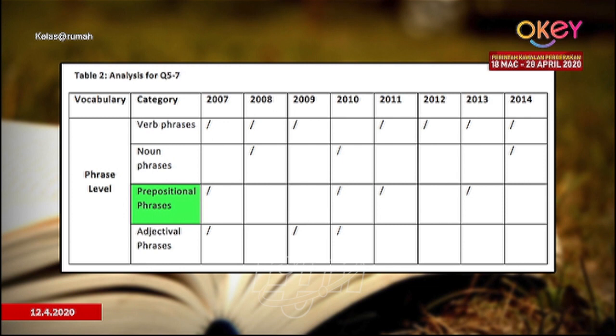Prepositional phrases appeared 4 times in 2007, 10, 11, and 2013. Noun phrases were asked in 2008, 10, and 14. Adjective phrases were asked in 2007, 9, and 10.